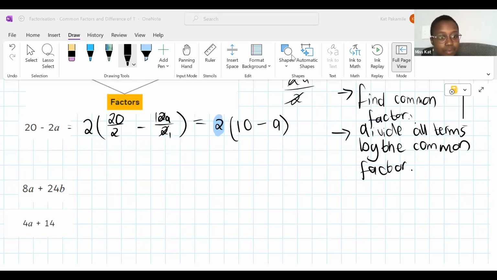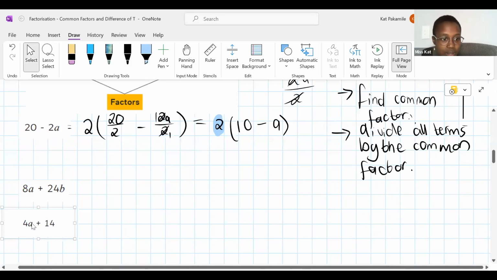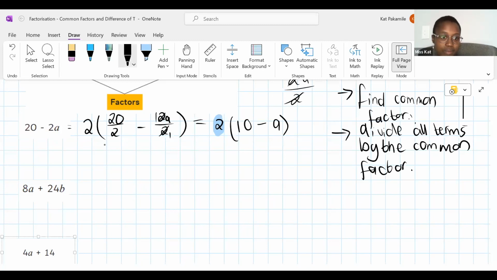Also, can I do the next one, please? Yes. Oh, that's beautiful. Okay, what's our common factor in the next one? 8. Okay, let me move this one quickly for us. Okay, our common factor is 8. So we're gonna take 8 out. We're gonna factor it out. Then what do we do? And then we put the brackets, and then it's gonna be a to make 8a, and then plus 24 divided by 8 is gonna be 3. B.